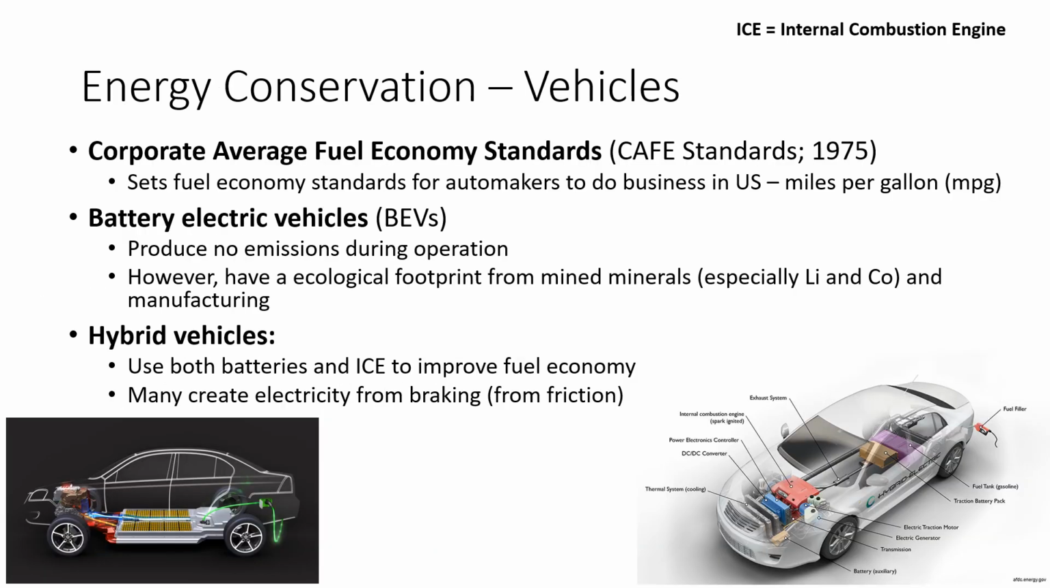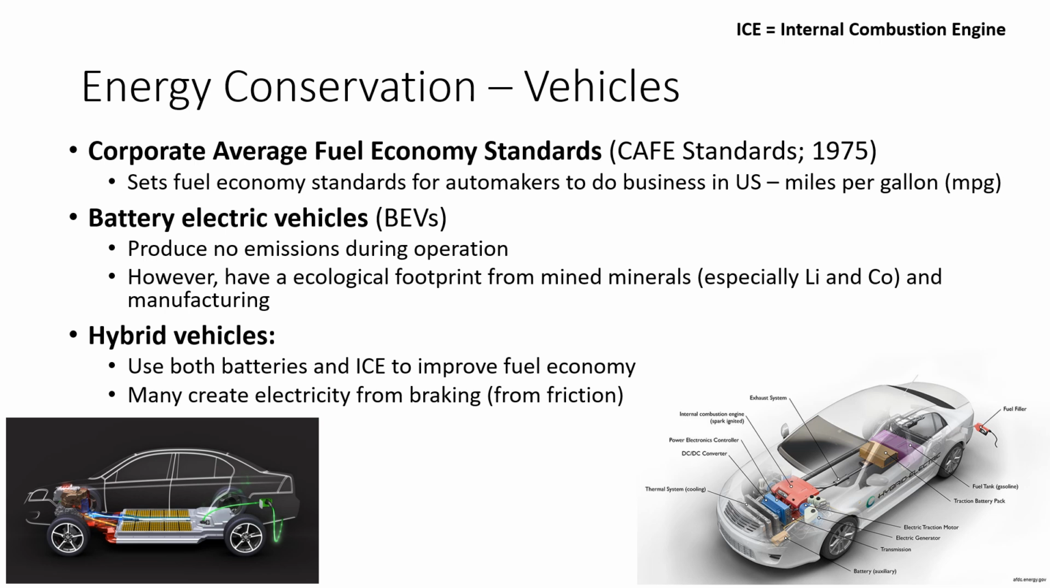In terms of vehicles, there are 3 or 4 things that we could be doing and are doing for energy conservation with transportation. The first is setting CAFE standards. Now, this is one of the pieces of legislation that you do need to know for the AP test. CAFE standards, corporate average fuel economy standards. This sets fuel economy standards, like miles per gallon standards in the United States for car makers to do business in the United States. If a company is going to sell a vehicle in the United States, they have to meet these fuel economy standards so that they can sell these vehicles.